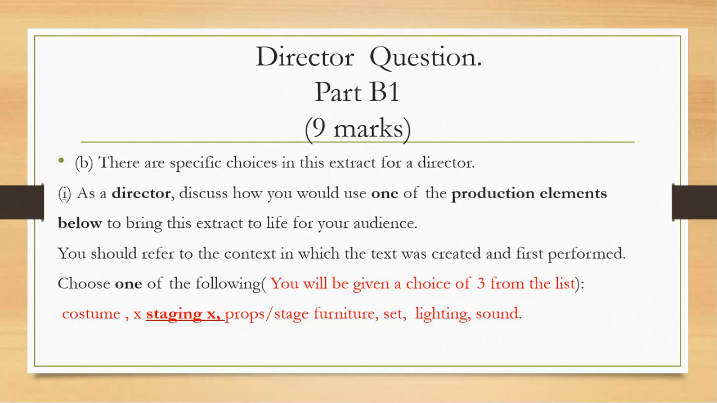So we are given a list of 3 choices. Choices could be, we could talk about costume, staging, props, stage furniture, set, lighting, sound, production elements, elements that we use on stage to help a production. So how would we do that?